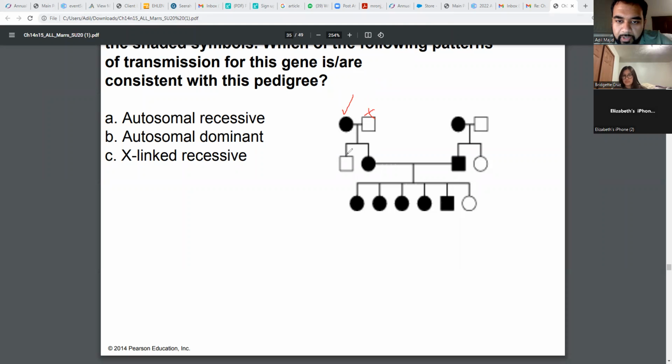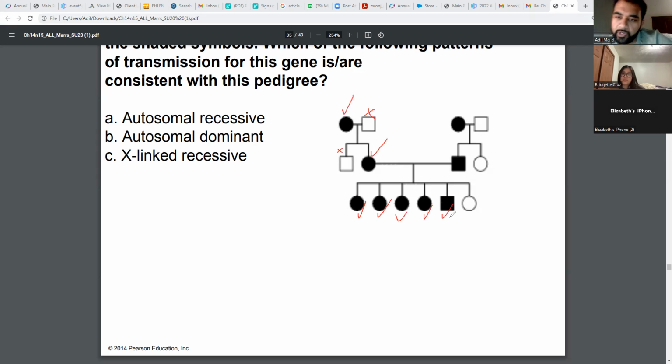Now, from their kids, is this kid showing red hair or no? No. Is this one showing red hair? Yes. Now, from all these kids, is this one showing red hair? Yeah. Why? Because it's shaded in. How about this one? It's shaded, so it's showing right here. You see that?